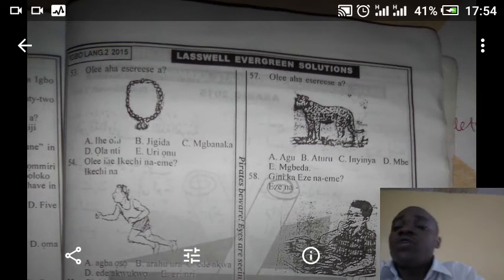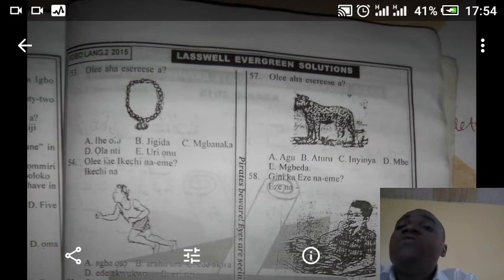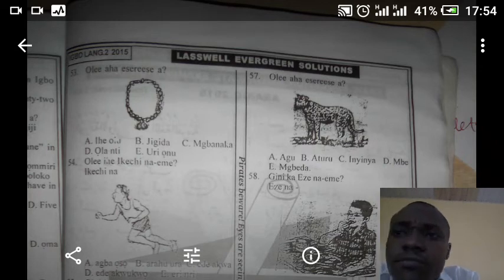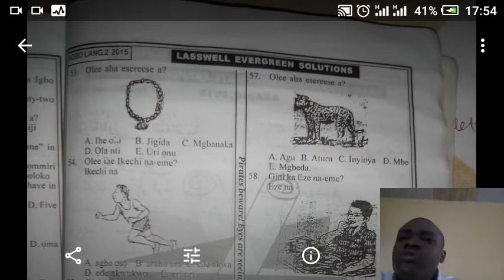Ihe eserese 53. Ole aha eserese a? What is the name of this drawing that you are seeing there? That's what they asked there. Number 53. A. Ihe oli. B. Jigida. C. Mgbanaka. D. Ọla ntị. E. Uri ọnụ.